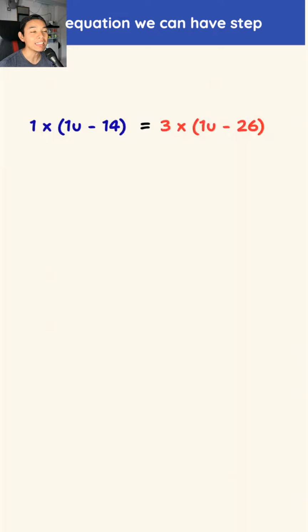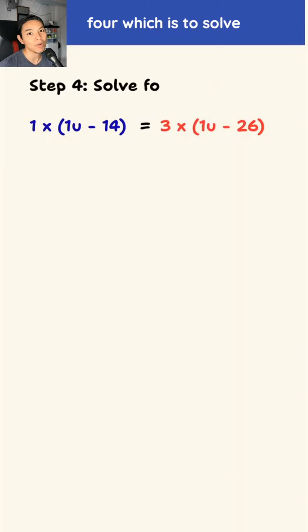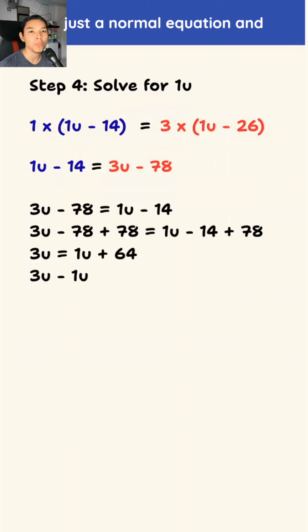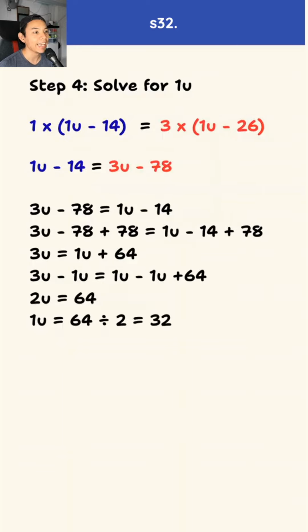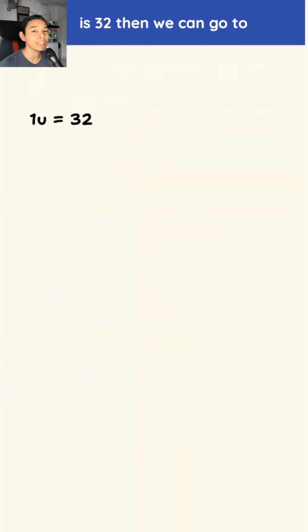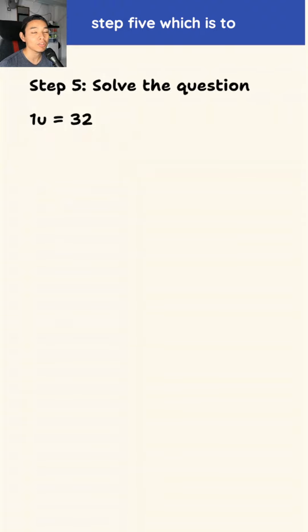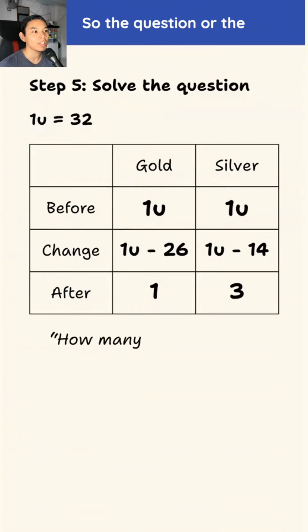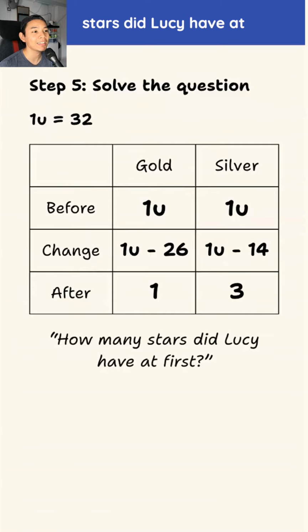Now that we have this equation, we can go to step 4, which is to solve for 1 unit. After that, it is just a normal equation, and we will get 1 unit as 32. Since we know 1 unit is 32, we can go to step 5, which is to solve the question. The last statement says, how many stars did Lucy have at first? If you say 32, since it's 1 unit, you are very, very close.